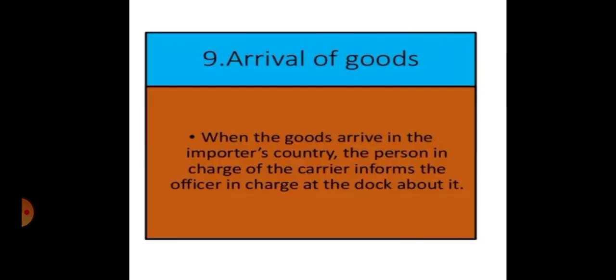Next is arrival of goods. When the goods arrive in the importer's country, the person in charge of the carrier informs the officer in charge at the dock about it. It means that the importer will get the information about the arrival of the goods at the port so that he can receive the goods.